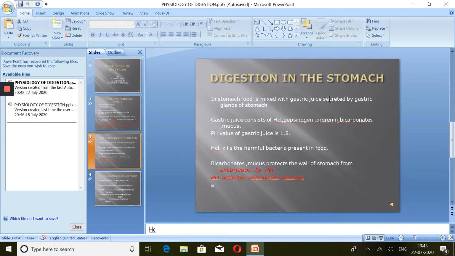glands. This gastric juice consists of substances like HCl, pepsinogen, prorenin, bicarbonates, and mucus. Here you have to note one thing: acid is present. HCl means hydrochloric acid. So there is a danger of excoriation of the wall of the stomach. Because acid is present, it can cause damage to the wall of the stomach.